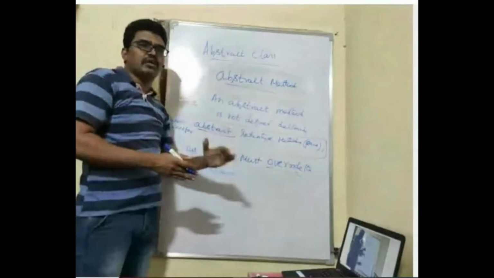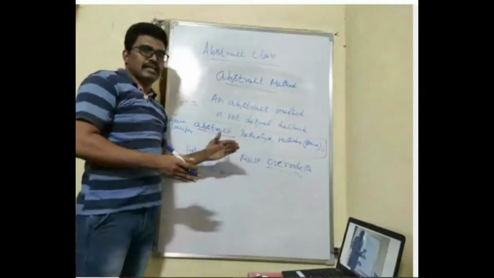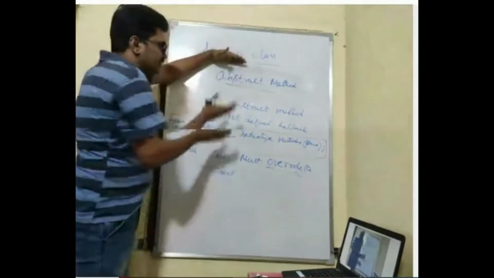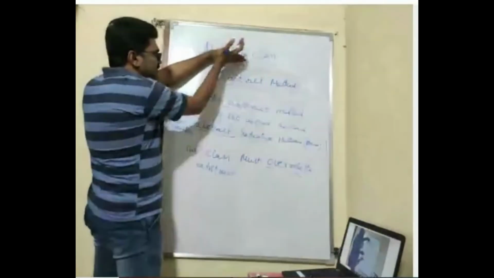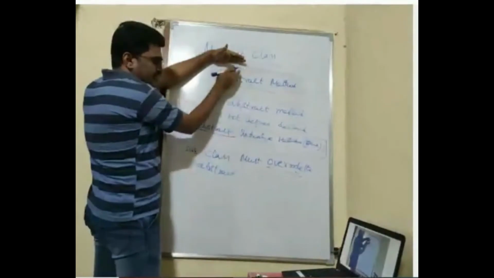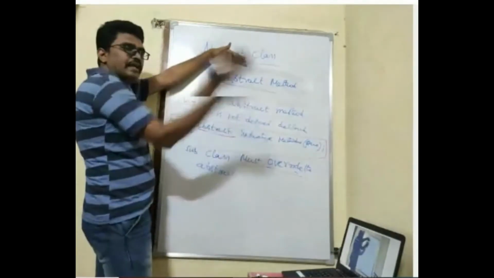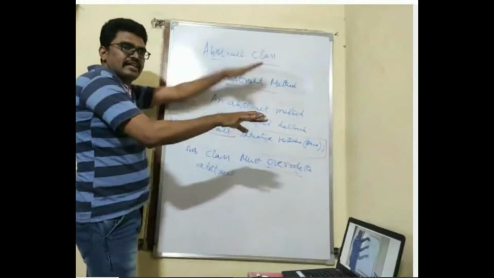Remember the point again. I have an abstract class, I have a subclass. My subclass should implement the abstract method. If it is not implementing, then it should be an abstract class. Otherwise, you'll get an error. Is that right? Now we'll see with an example.